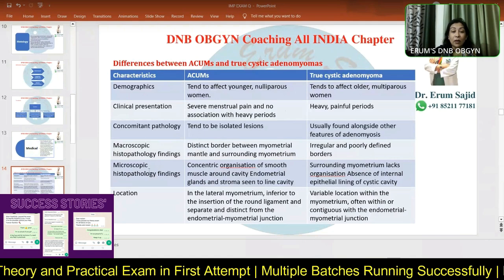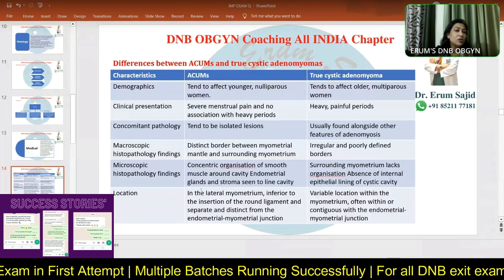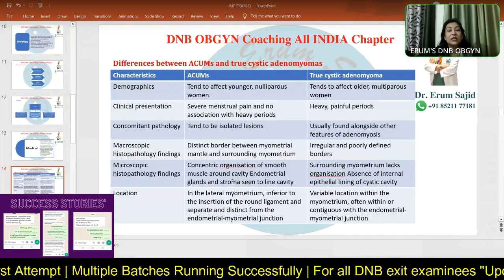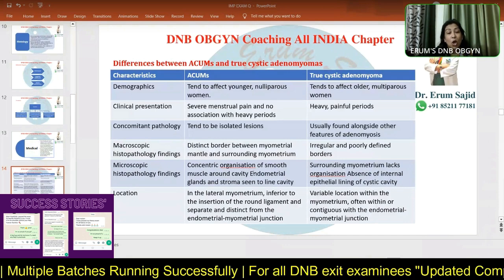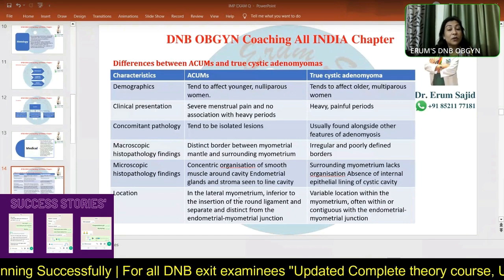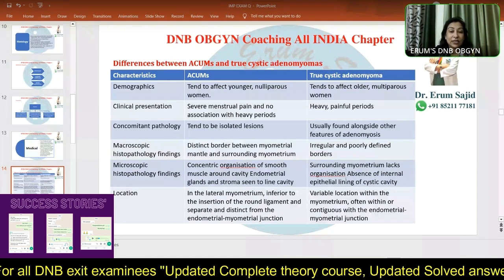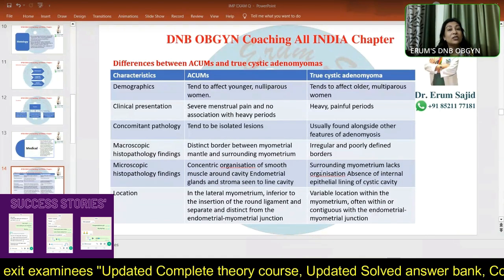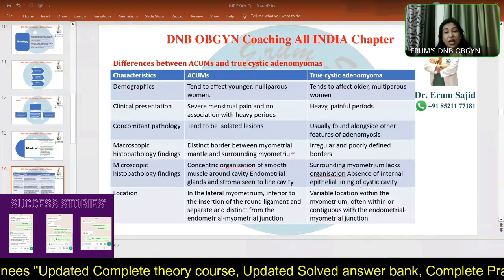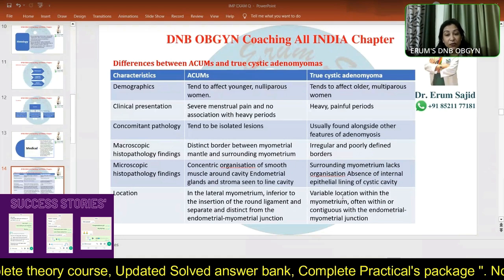Now, microscopic histopathology, this looks like a concentric, you've heard it, you just know about it. It's a concentric organization of smooth muscle around a cavity, and you have endometrial glands and stroma to line the cavity. And this basically lacks the organization. Okay, there is no such myometrium organization. It's just interspersed cystic lesions. Absence of an internal epithelial lining.